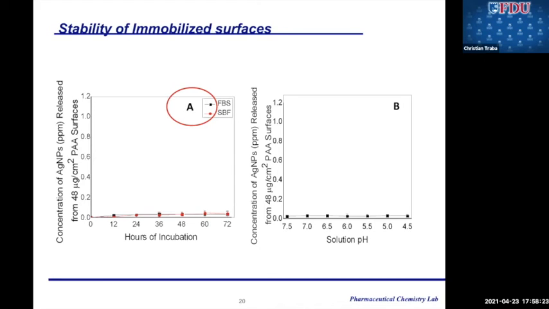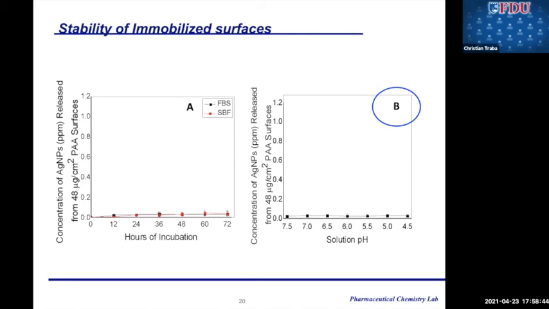Graph B represents exposure of immobilized surfaces to solutions of PBS with different pHs ranging from 7.4 to 4.5. This data represents the mean and standard deviation of at least 20 samples.